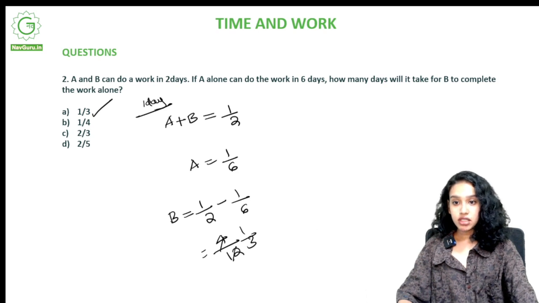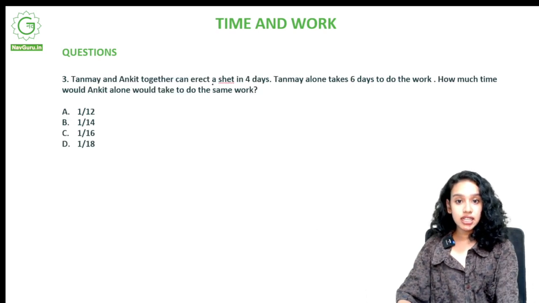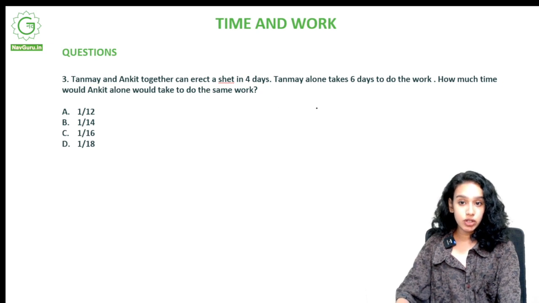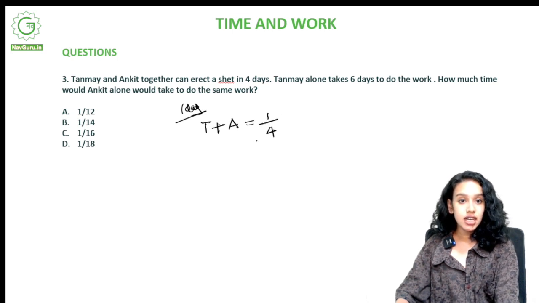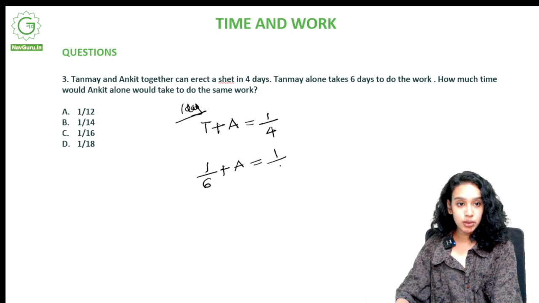Now, Tanmay and Ankit together can erect a shed in 4 days. Tanmay alone takes 6 days to do the work. How much time would Ankit alone take to do the same work? So in one day, the work Tanmay does plus the work Ankit does is equal to 1/4, right? Tanmay alone takes 6 days, so in one day Tanmay does 1/6 of the work. Plus Ankit's work is equal to 1/4.